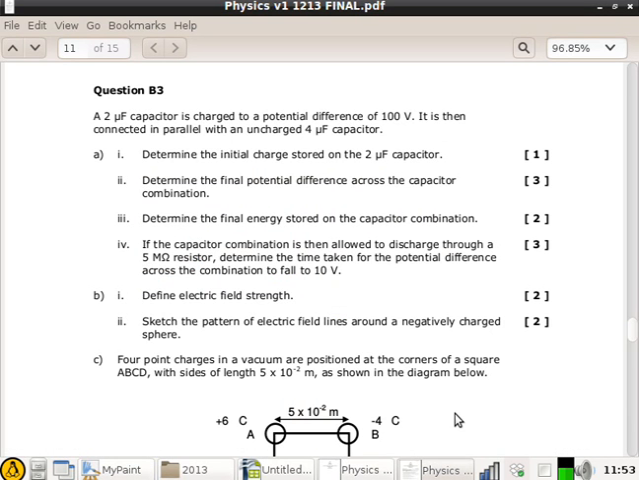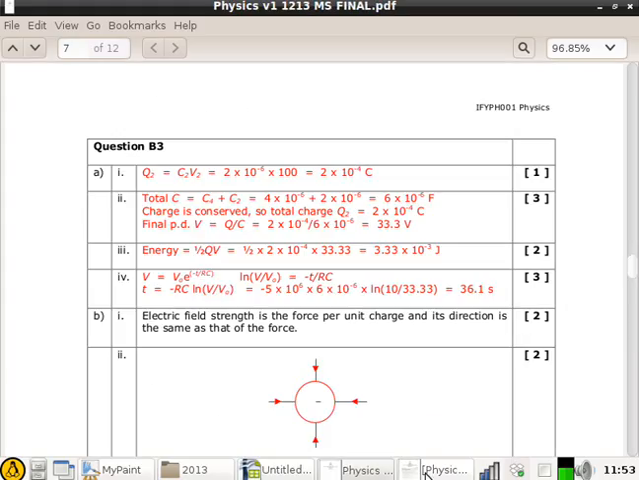What is it? 200 microfarad. Yes. Well, we'll have a look at the answer here. Has everyone done it now? If you look here, Q equals CV, which is 2 times 10 to the minus 6 times 100. What's the 100 here? That is the voltage, isn't it? And this is the capacitance. So this comes in at 2 times 10 to the minus 4 coulombs.